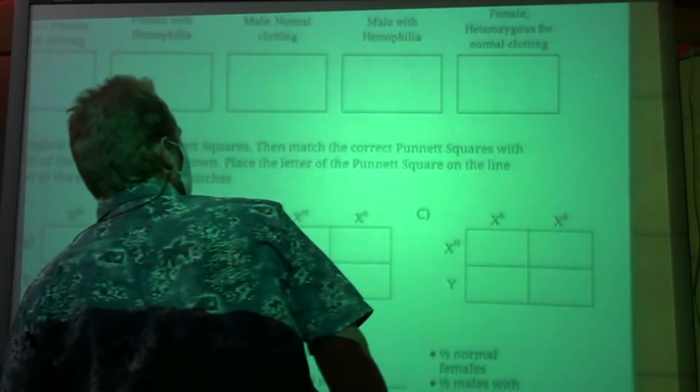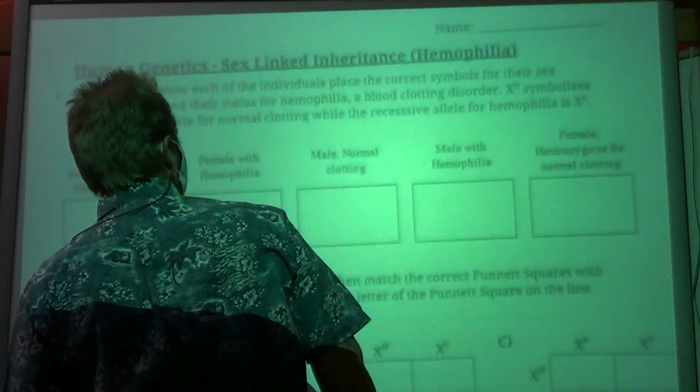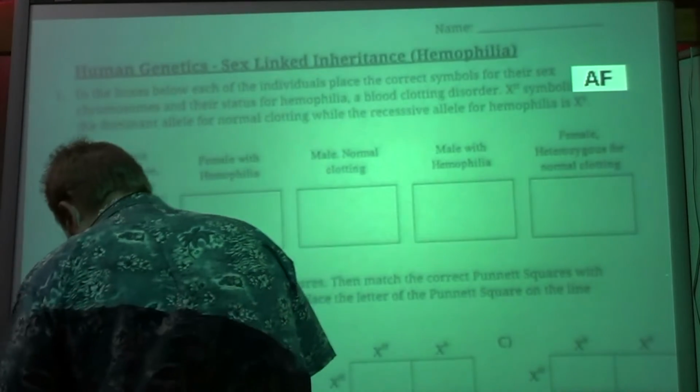So hemophilia is also a sex-linked recessive trait that happens to be carried on the X chromosome and only the X chromosome. When we talk about sex-linked recessive traits, we specifically are talking about things carried on the X chromosome. Are there other traits that are carried on the Y and only the Y chromosome? The answer is yes, there are.